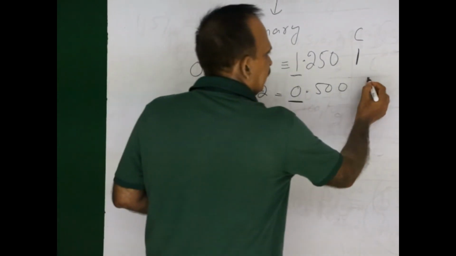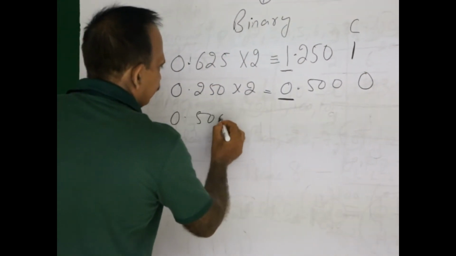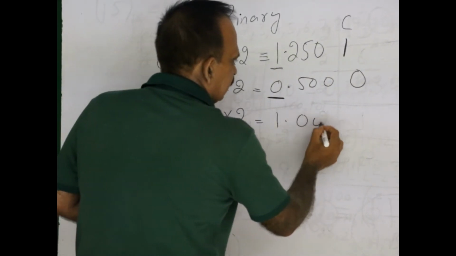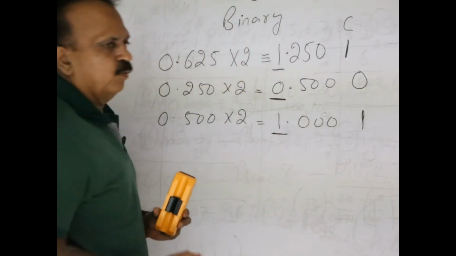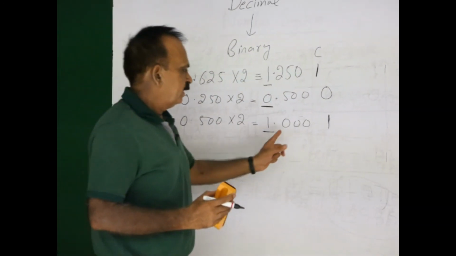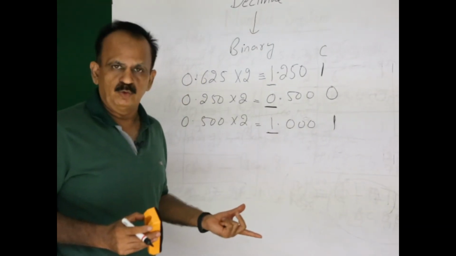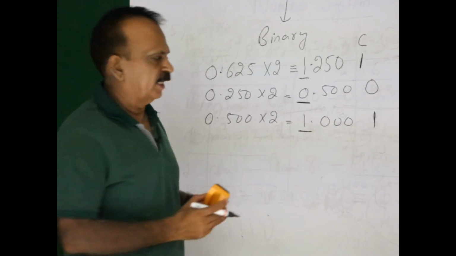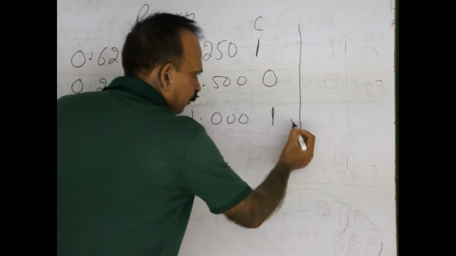This time the carry is 0, and then 0.500 into 2 will be 1.000, and the carry part is 1. Now the fraction is 000. Every time I multiply by 2, it will result in 000. So I can stop my process here, and now write the carry from top to bottom.